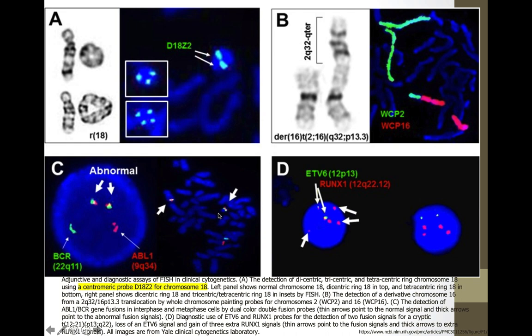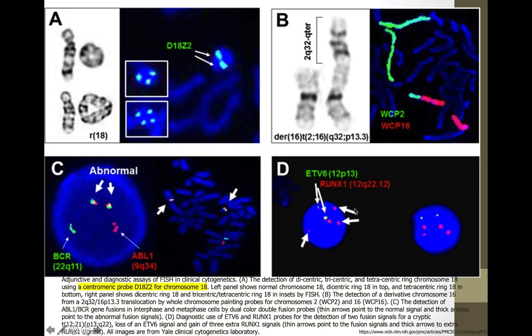مثلا here you can see detection of dicentric, tricentric, tetracentric, ring chromosome here, and with the centromeric probe بتشوف مثلا at the centromere you have lots of ring formations, which is abnormal. You can detect those with FISH probes that are بس موجودين على centromere. مثلا B قاعد برجيك مثلا derivative chromosome 16 here, and then you have from a certain area translocation of a whole chromosome painting from chromosome 2 to chromosome 16, مثلا here you can see an entire translocation. C هون حكيت لك إياها، مثلا detection of ABL with B cell receptor gene fusion in interphase and metaphase, so this has been fused. These two genes have fused together, which is abnormal.